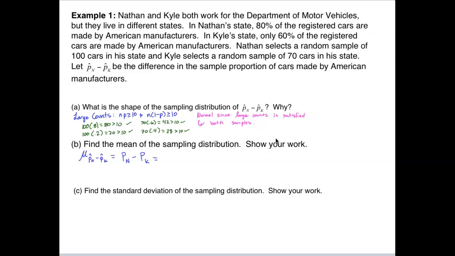So the proportion for Nathan's state we said was 80%, so that's 0.8 minus the proportion for Kyle's state is 60%, so that's 0.6. So the mean of the difference in sample proportions will just be 0.8 minus 0.6 or 0.2.